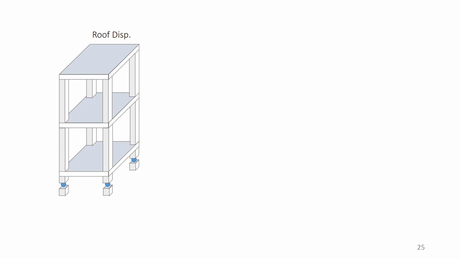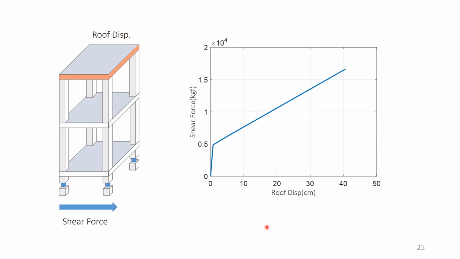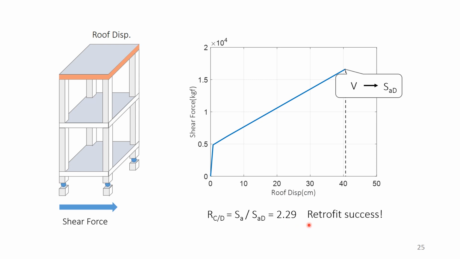So we want to see the relation of the shear force to the roof displacement. And we push to the design displacement, and at this point, the corresponding shear force V can be determined from this pushover curve. And the value of V can find its corresponding spectral acceleration, SAD. And after the retrofit, the RPV will be SA divided by SAD, which is now equal to 2.29, which is bigger than 1. So we can say that this is a successful retrofit design.